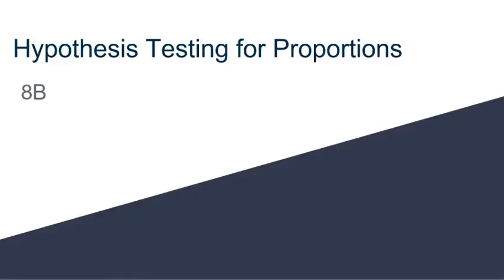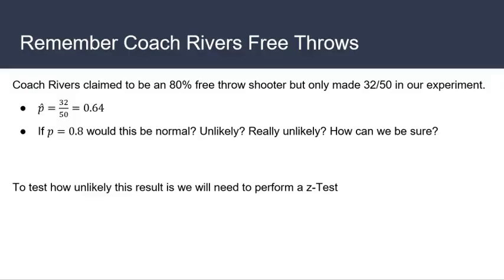8B, hypothesis testing for proportions. So we're actually going to go through the process to be able to finally mathematically answer our question about Coach Rivers' free throws. So to refresh your memory, he claimed to be an 80% free throw shooter, but in our experiment, he only made 32 out of 50, which is 64%.